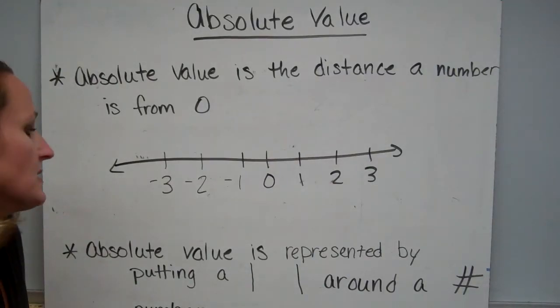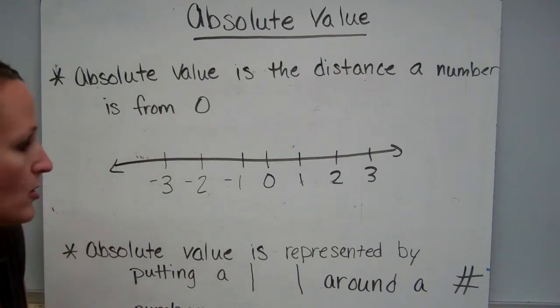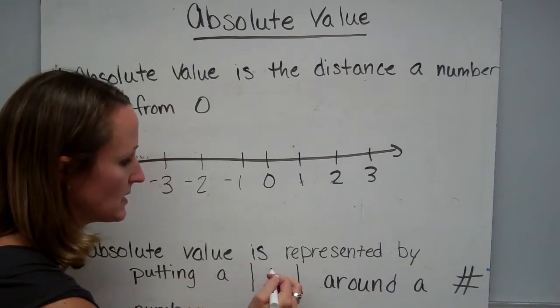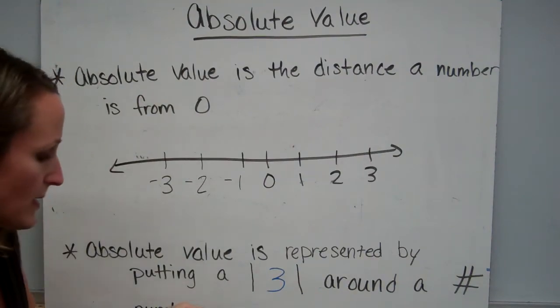Absolute value is represented by putting 2 straight lines around a number. Kind of looks like a goalpost on a football field. So if I wrote this in here, I'm now asking the absolute value of 3.